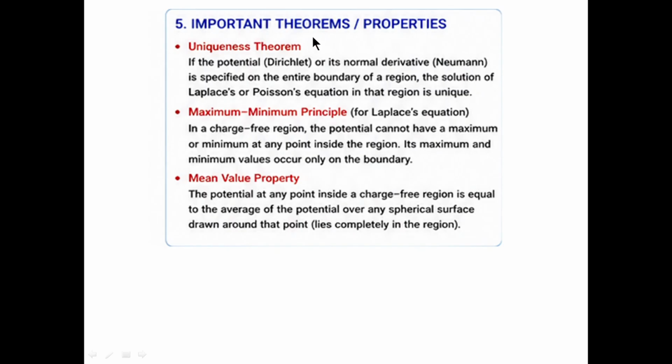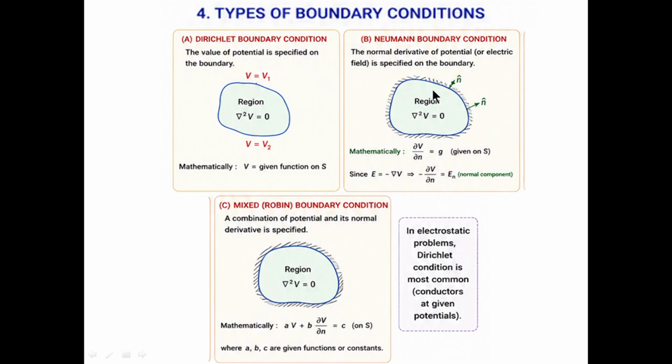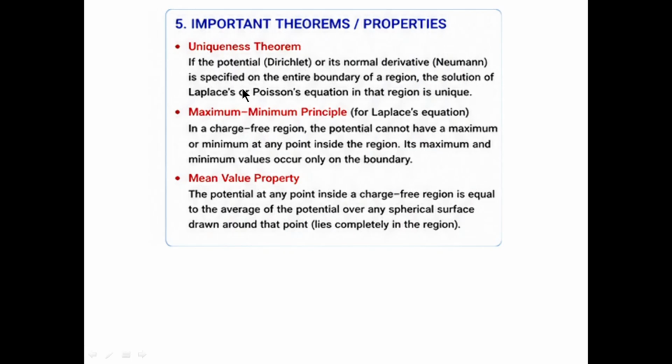Now we have important theorems and properties. First is the uniqueness theorem. If the potential, that is Dirichlet, or its normal derivative, that is Neumann, is specified on the entire boundary of a region, the solution of the Laplace or Poisson equation in that region is unique. For example, if we have this boundary and the Dirichlet condition and the Neumann condition is specified on all these boundaries, then we can say that the solution of the Laplace or Poisson equation in that region is unique.